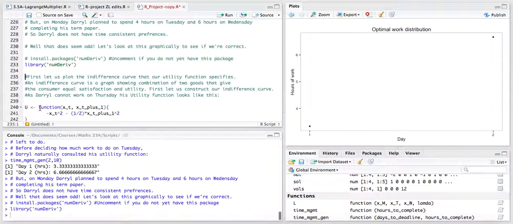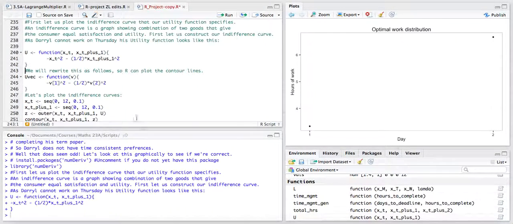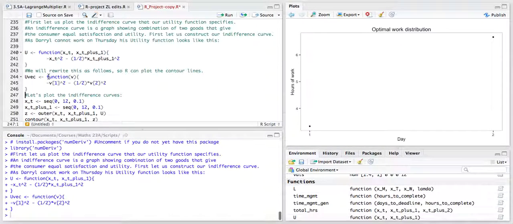commented out. So let's first plot the indifference curve that our utility function specifies. So an indifference curve is a graph showing the combination of two goods that give the consumer equal satisfaction and utility. First, let's construct our indifference curve. So as Daryl cannot work on Thursday, his utility function now looks like this. And so that's exactly the same as the first one that we showed, but without Thursday. And let's rewrite this so R can plot the contour lines using vectors as follows. And now let's plot the indifference curves.